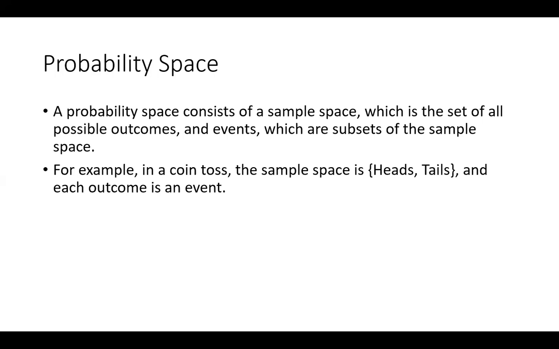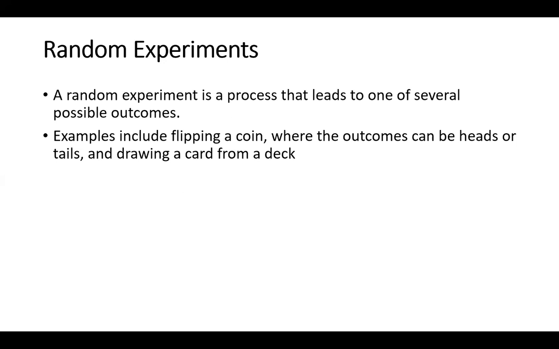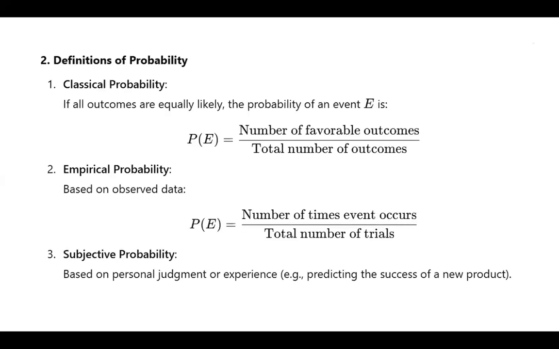And if you toss a six-sided die, I can either get one or two or three or four or five or six. So that is a sample space. A random experiment is a process that leads to one of several possible outcomes. That means if you flip a coin, anyone can come, whether heads or a tail. If you toss a die, anyone can come from one to six. So that is a random experiment.